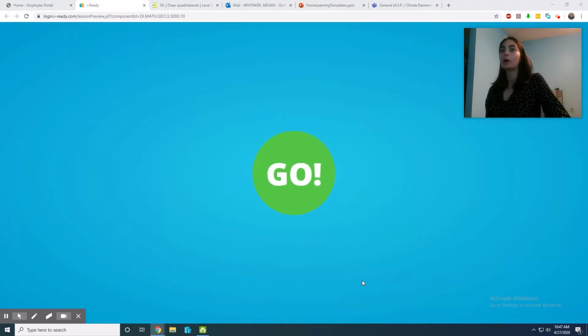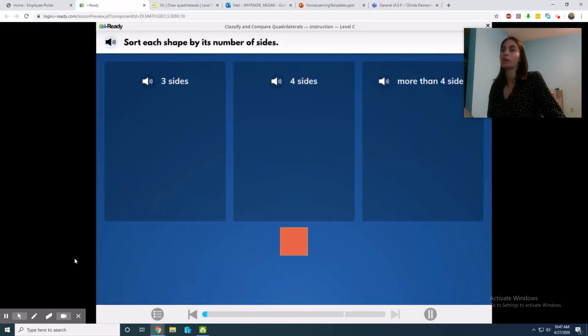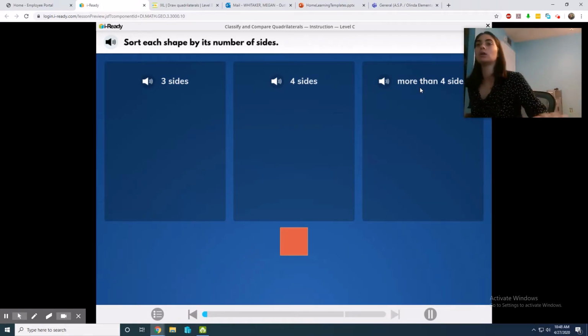All right, now we're going to go through our math lesson. We're going to go through classifying quadrilaterals today. First we're going to sort the shapes into each category: 3 sides, 4 sides, and more than 4 sides. So we're going to count the sides and see which category each shape goes into.